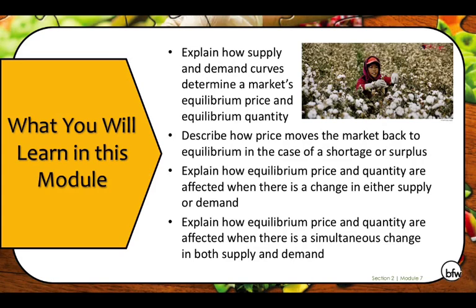So, in this module, the first thing I will do is to explain to you how supply and demand curves determine a market's equilibrium price and equilibrium quantity. Then I will describe how price moves the market back to equilibrium in the case of either a shortage in the market or a surplus in the market. I will explain how equilibrium price and quantity are affected when there is a change in either supply or demand, and then explain how equilibrium price and quantity are affected when there is a simultaneous change in both supply and demand.